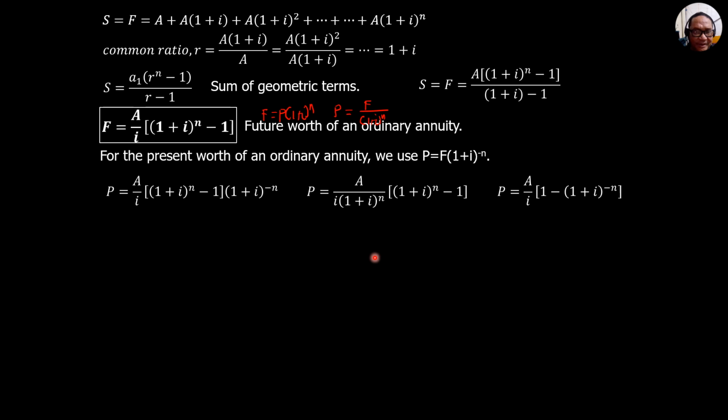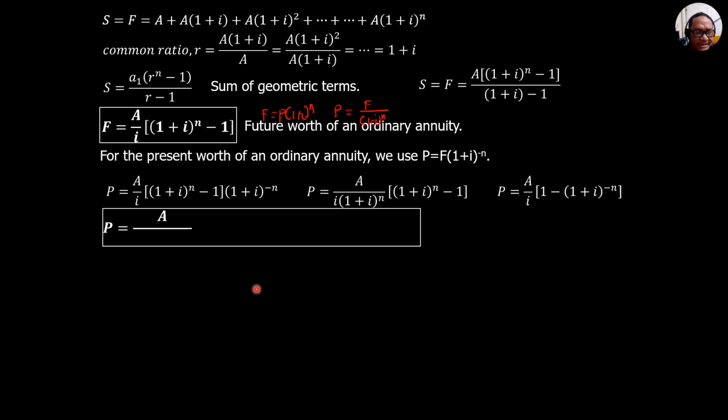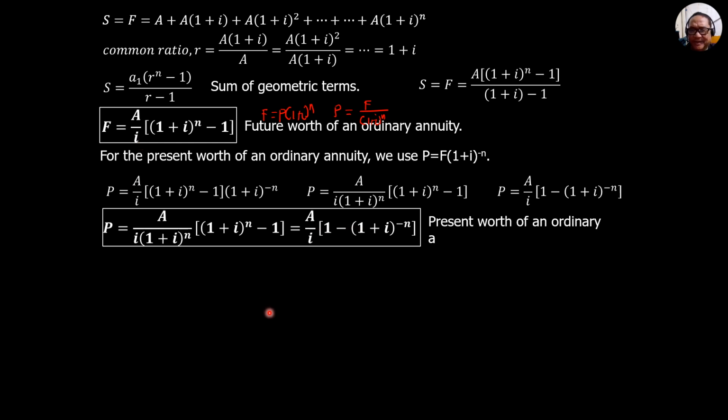So there are two formulas. You just memorize this F here, and for the present worth, the technique is you just divide that by 1 plus i to the n rather than memorizing all formulas. So you're just familiar with the future worth, and the present worth is simply that formula for future worth divided by 1 plus i to the n. But for me, I can easily memorize this also. So that's the present worth of an ordinary annuity.